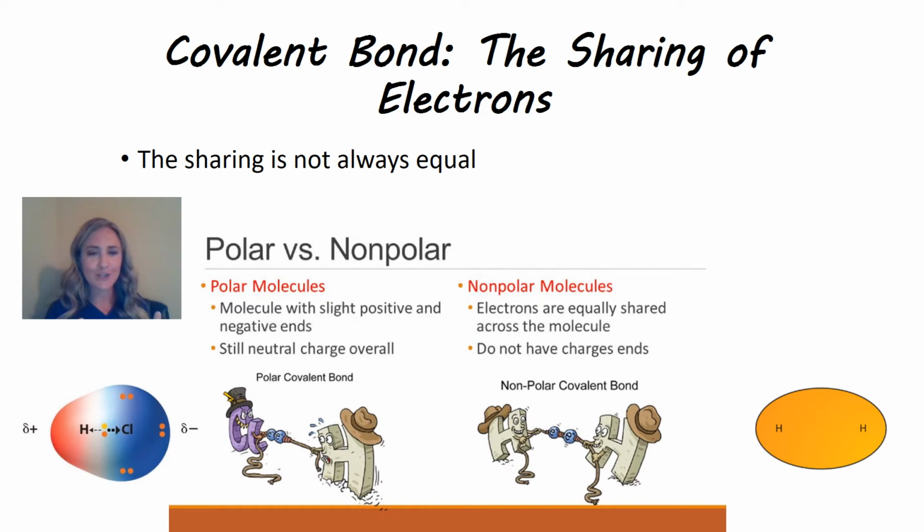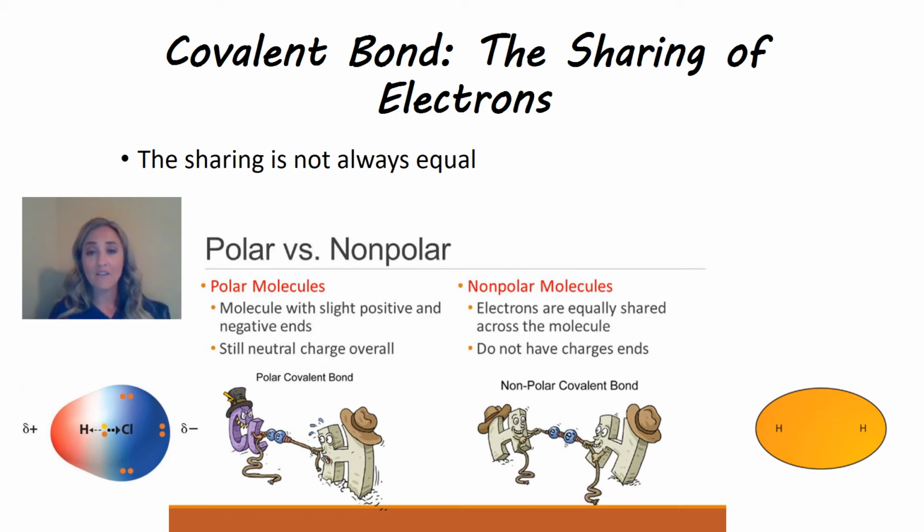So if you look at the picture down in the left-hand corner, we have an example of hydrogen bonding with chlorine. Both nonmetals, however, hydrogen's electronegativity is a little bit lower than chlorine. So chlorine is winning this game of tug of war and holding those negatively charged electrons closer to it, making the chlorine end of that molecule just a little bit negative and the hydrogen end of that molecule just a little bit positive. That's what those Greek symbols down there mean with the plus and the minus side. It just means slightly.